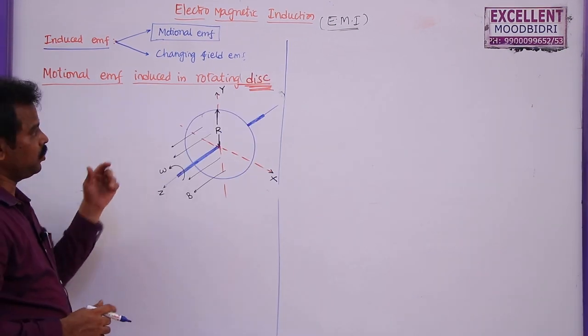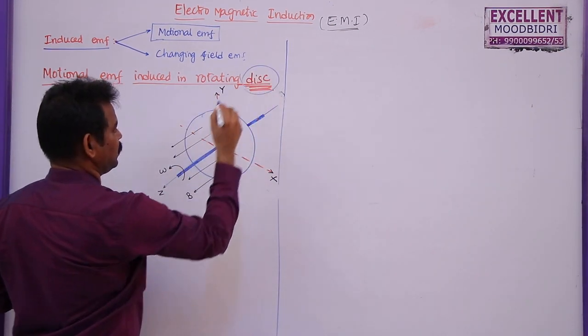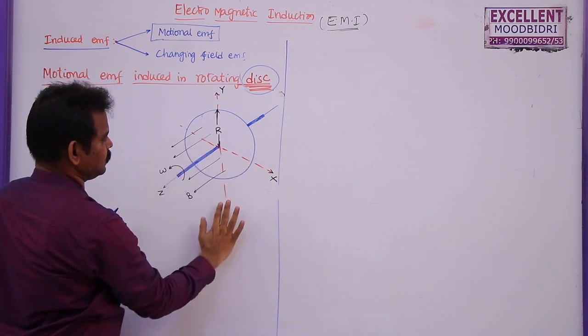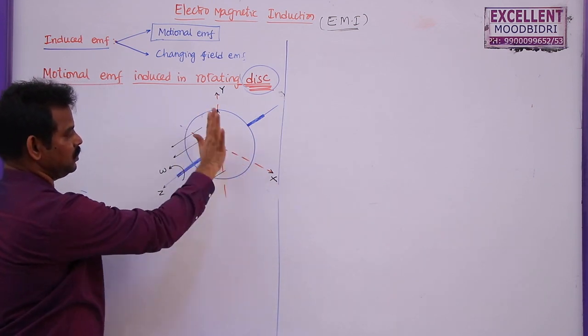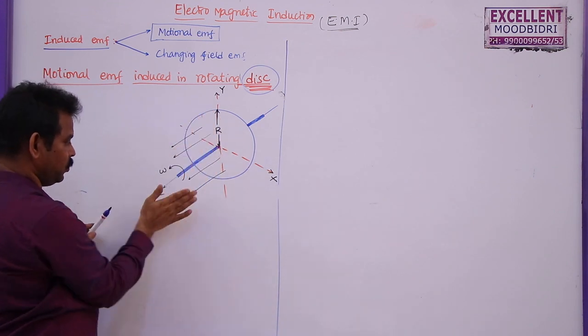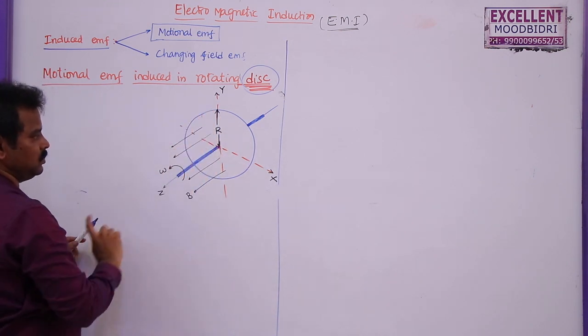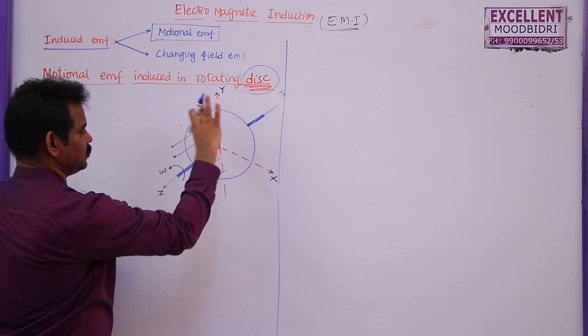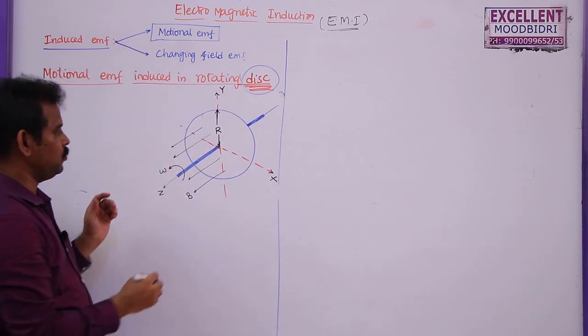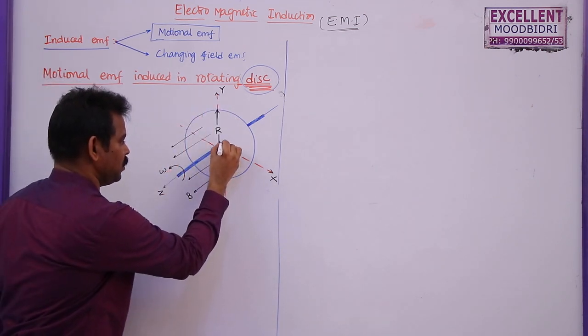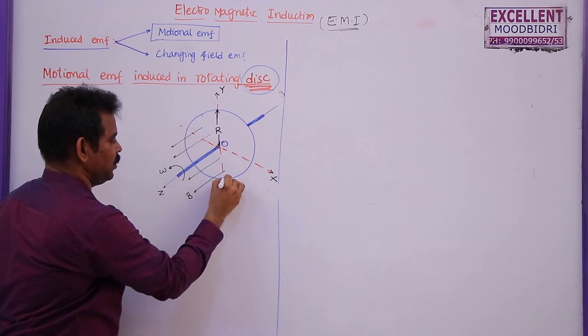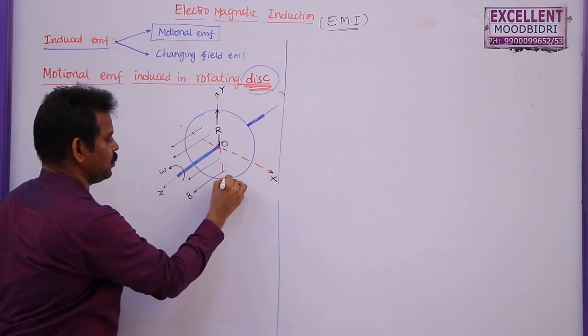Instead of a rotating rod, let me take a rotating disc here. This is the x-axis, this is the y-axis, and the disc is in the xy plane and it is rotating about the z-axis. The radius of this disc is r. So what is the EMF induced between the center of this disc and the rim of the disc, that means any point on the rim of the disc?